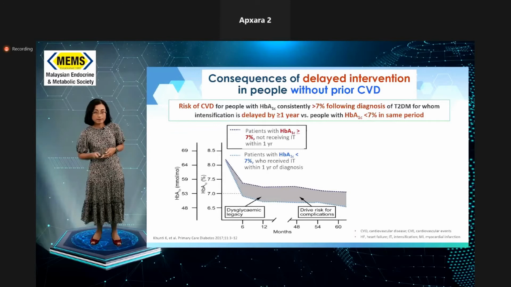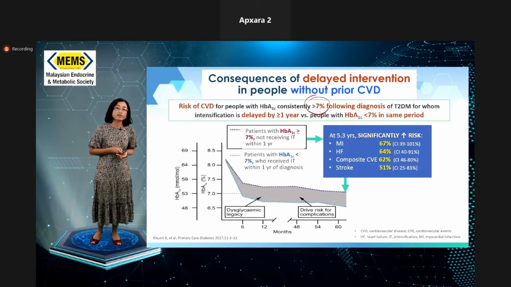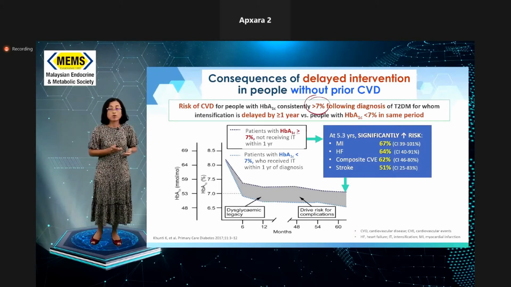And what was observed, very importantly, is that those that were unable to achieve an A1C below 7% within a year of diagnosis had a significantly higher risk at 5 years of myocardial infarction of 67%, of heart failure of 64%, composite cardiovascular events of 62%, and stroke of 51%. Again, emphasizing the importance of achieving A1Cs to target as early as possible, especially in this case before a year ends following diagnosis.